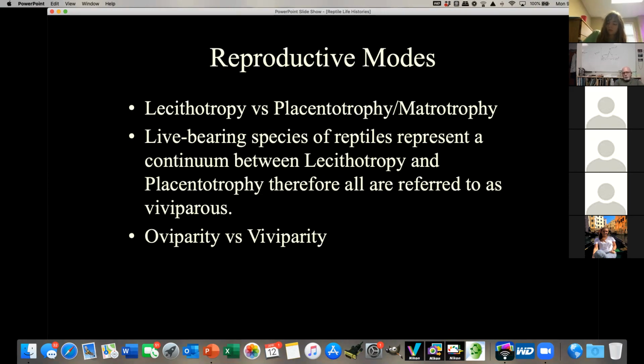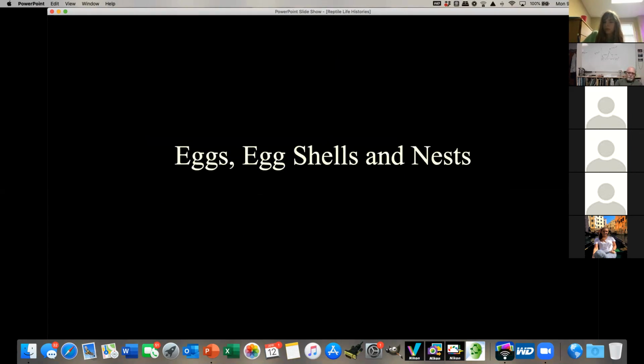So there's not a lot of new material in terms of thinking about reproductive modes. One of the main differences between reptiles and amphibians is that the egg in this case is shelled, and it has either a parchment shell, a leathery shell around the egg, or an actual calcareous hard shell around the egg. Most reptiles lay parchment shelled eggs. A fewer number of reptile groups lay hard shelled eggs.